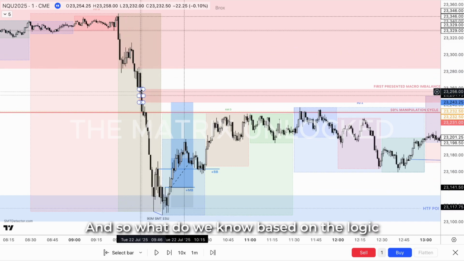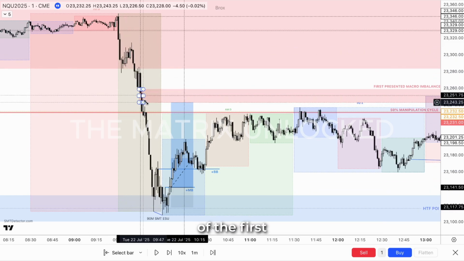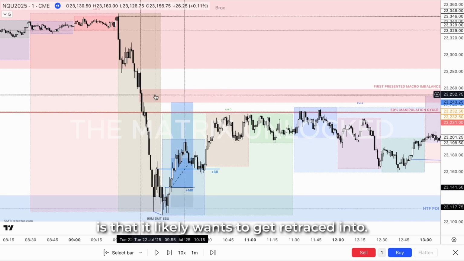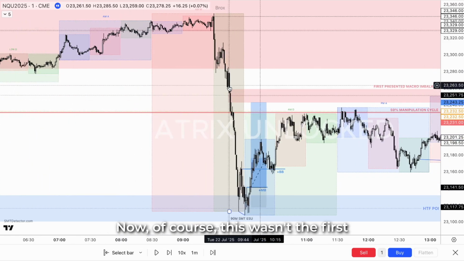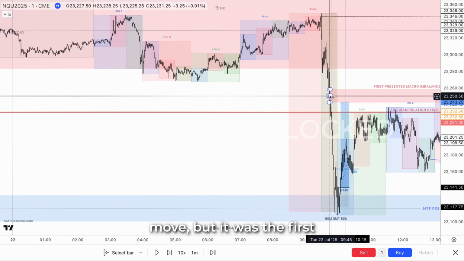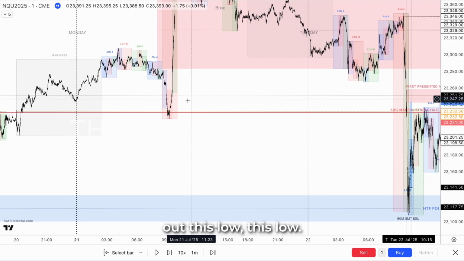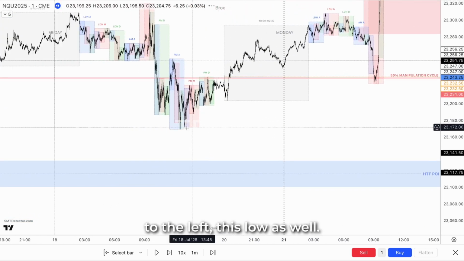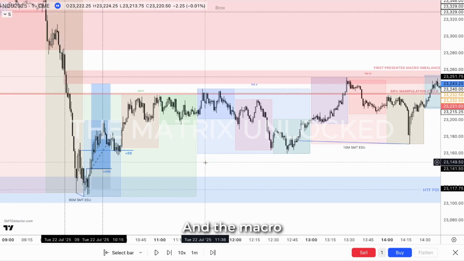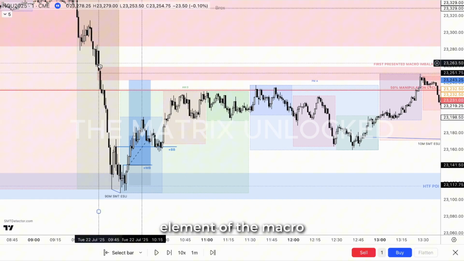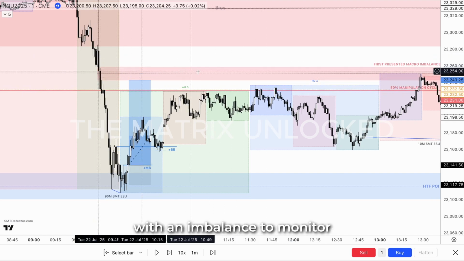And so what do we know based on the logic of the first imbalance that takes liquidity? It likely wants to get retraced into. Now, of course, this wasn't the first imbalance on this entire move, but it was the first imbalance that took out this low, and if you look all the way to the left, this low as well. And the macro essentially started that move. So that's how you can blend this time element of the macro with an imbalance to monitor that range.